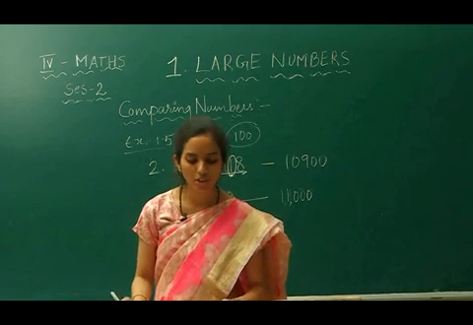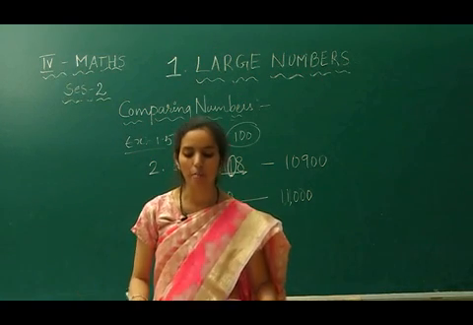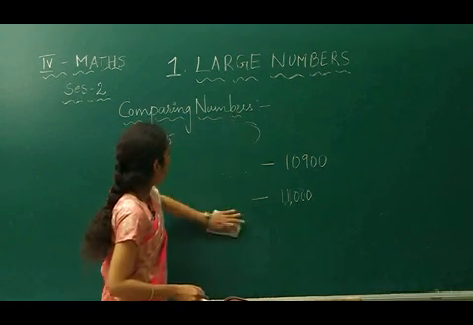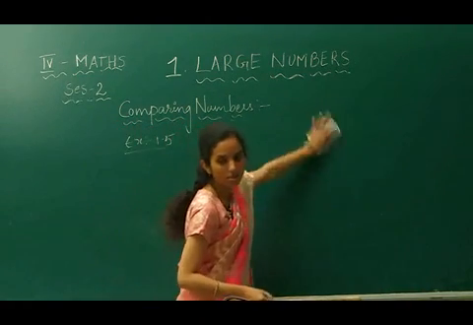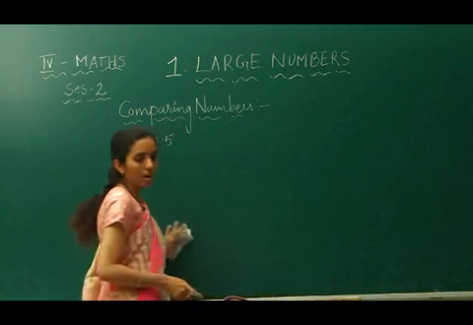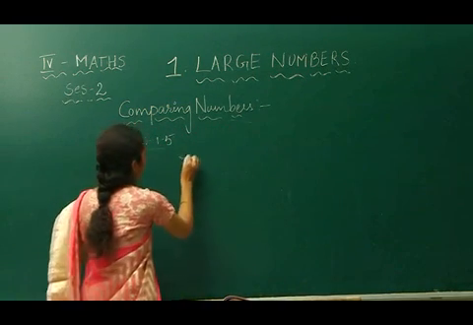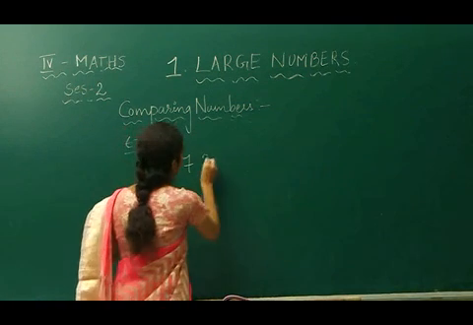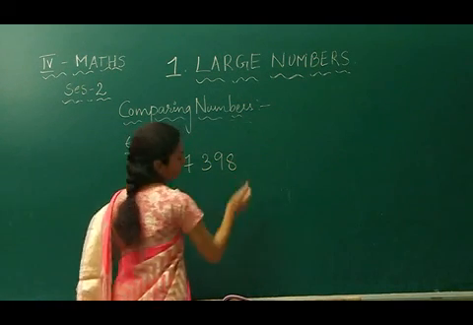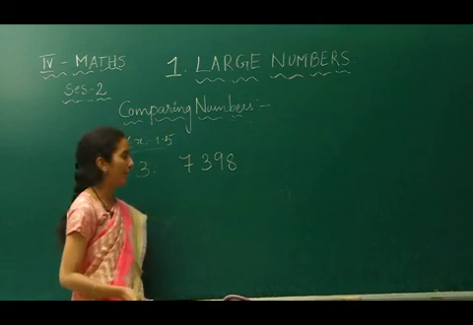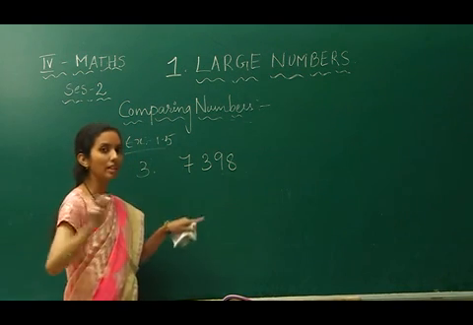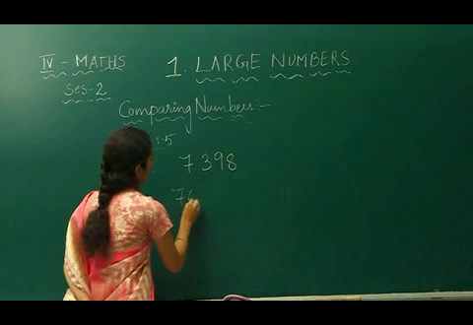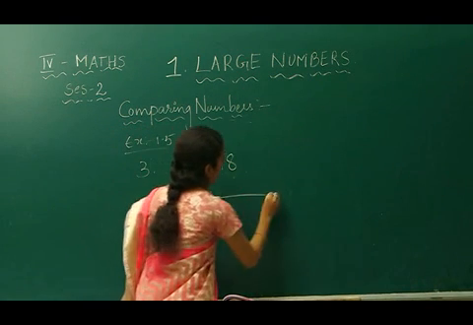Next, third question: round off the following numbers to the nearest 1000, sorry, not 100, 1000. What is the number given here? 7398. So we have to take the scale of 1000. This number is in between which numbers? 7000 and 8000.